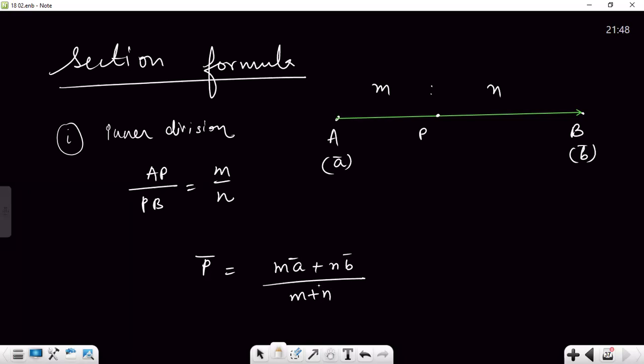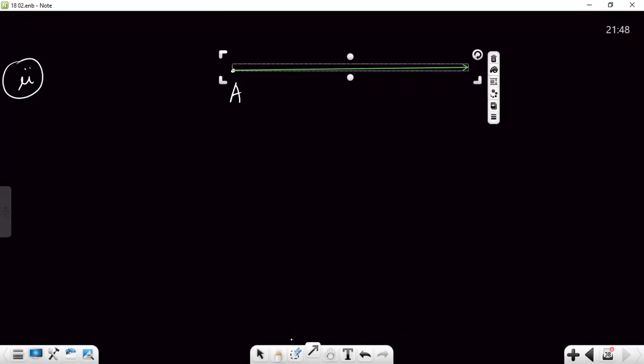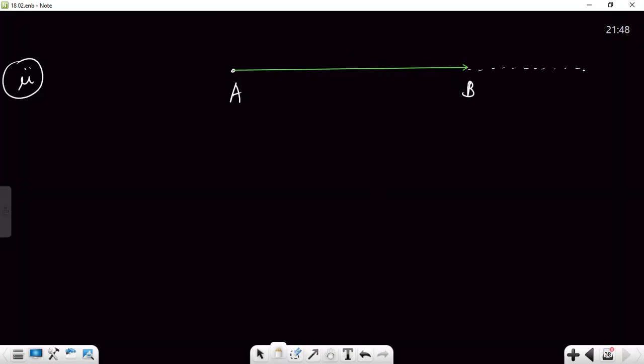When we talk about external division, there's a point A and a vector from A point to another point B. If we extend this line, there exists a point P. The position vector of A is A vector, the position vector of point B is B vector, the position vector for P is P vector.